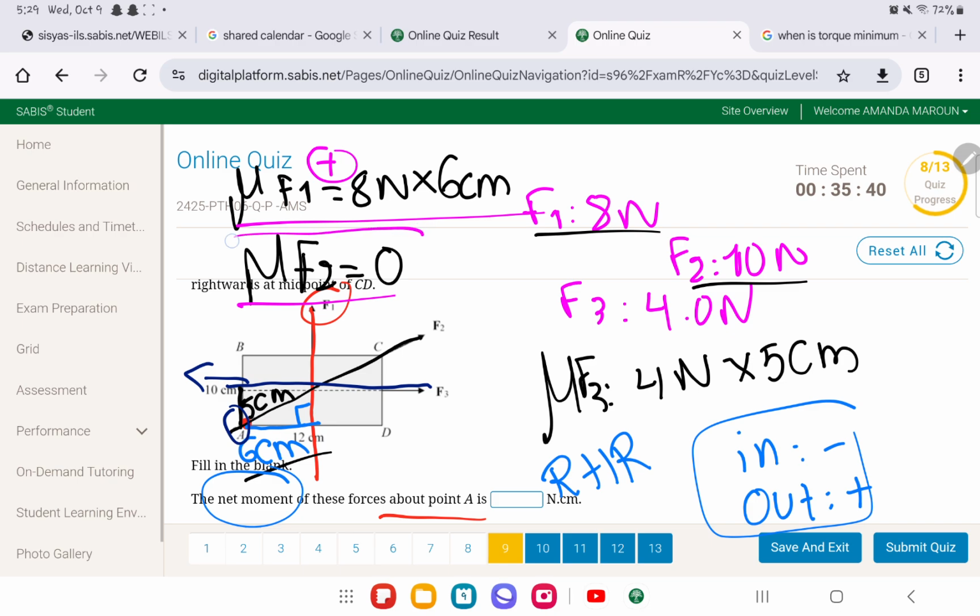Moment of F2 is 0. 0 is 0. You cannot put it positive or negative. Either way, it's going to give you the same result.